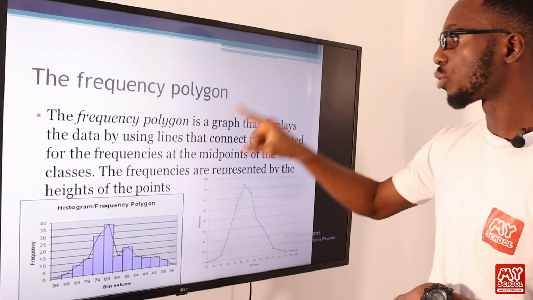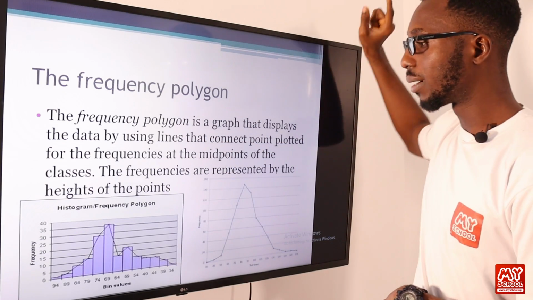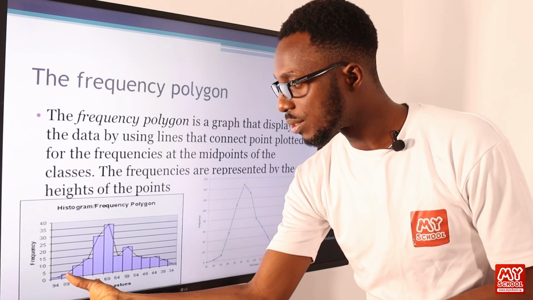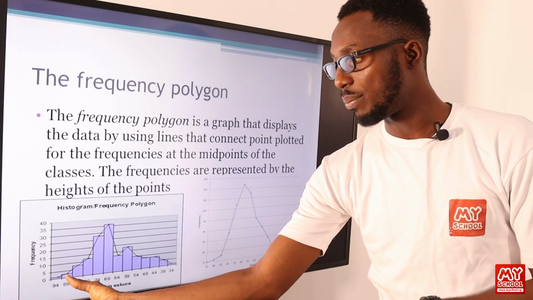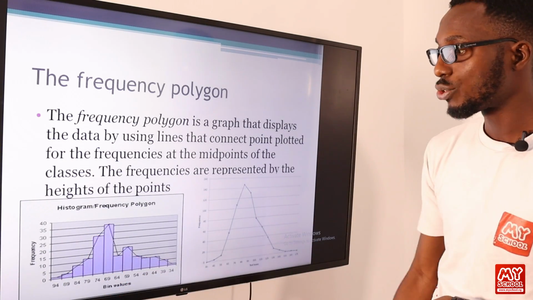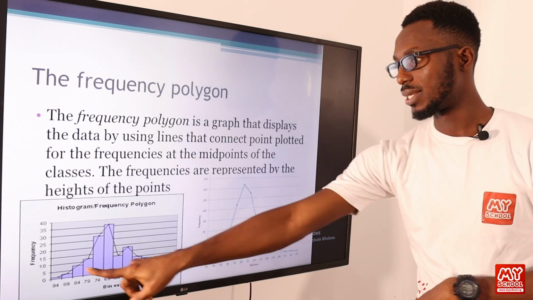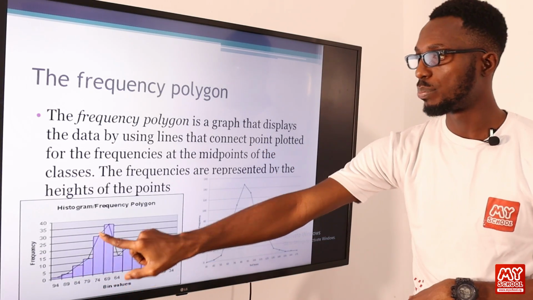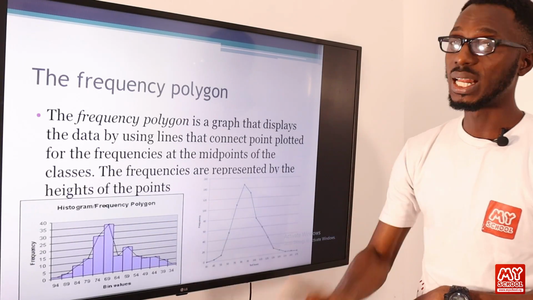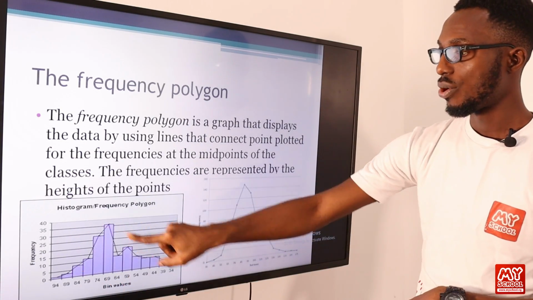So for you to actually join or draw your line graph, it's going to be the midpoint of each bar. The midpoint, you can refer to as your class mark. So you can see it right here. The midpoint of the classes. So these are your classes. The midpoint, you join them together using lines. So it's like line segments, right?